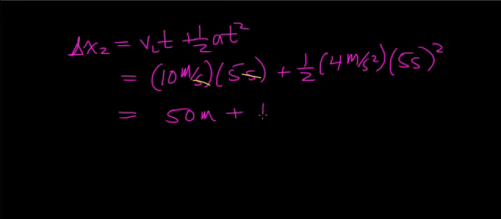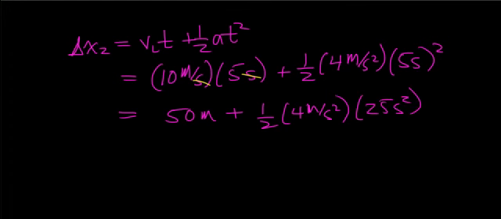Add this to 1/2 of 4 meters per second squared times a time change of 5 seconds, quantity squared, which gives you 25 seconds squared. Notice that these units of seconds squared cancel out. When you do this, it's going to be 50 meters, plus 1/2 of 4 is 2, times 25 is 50 meters, or a total change in distance of 100 meters while the car is accelerating at a rate of 4 meters per second squared.